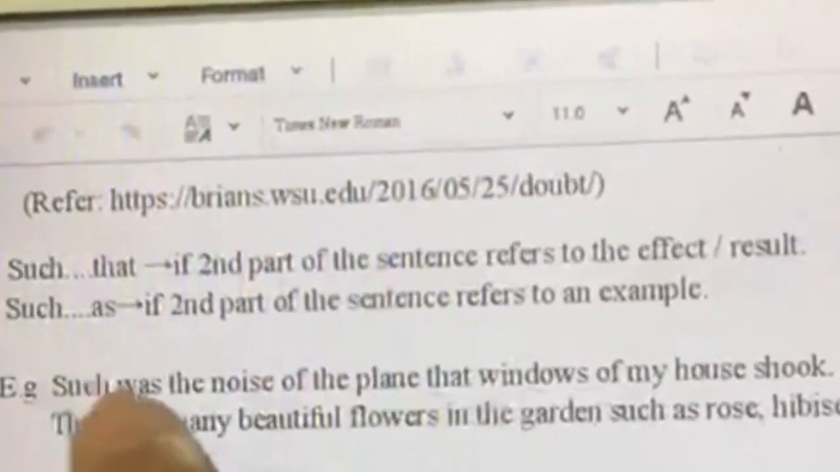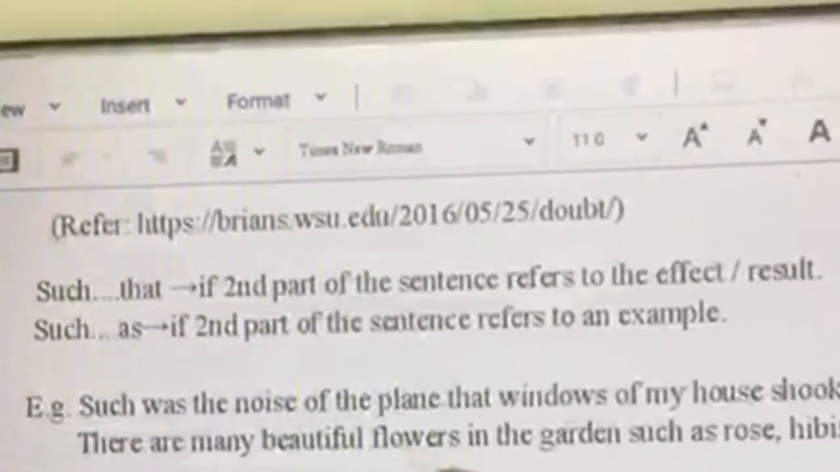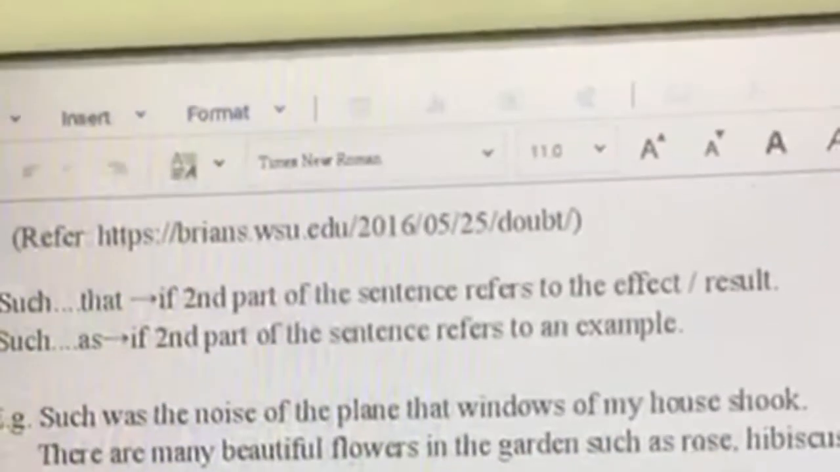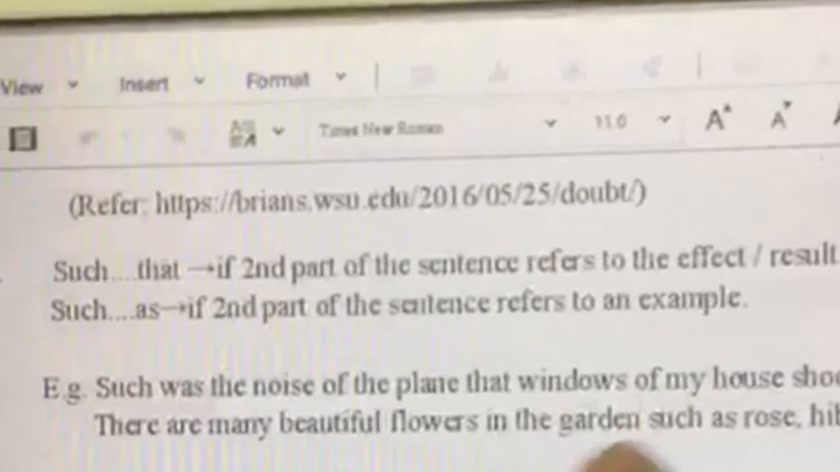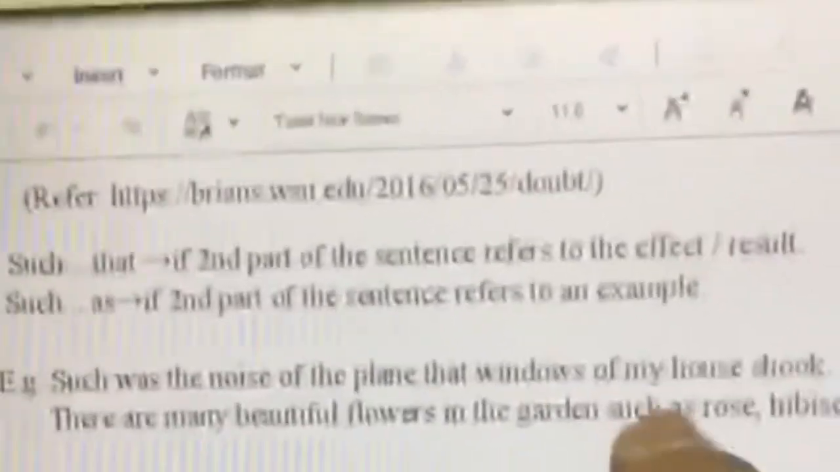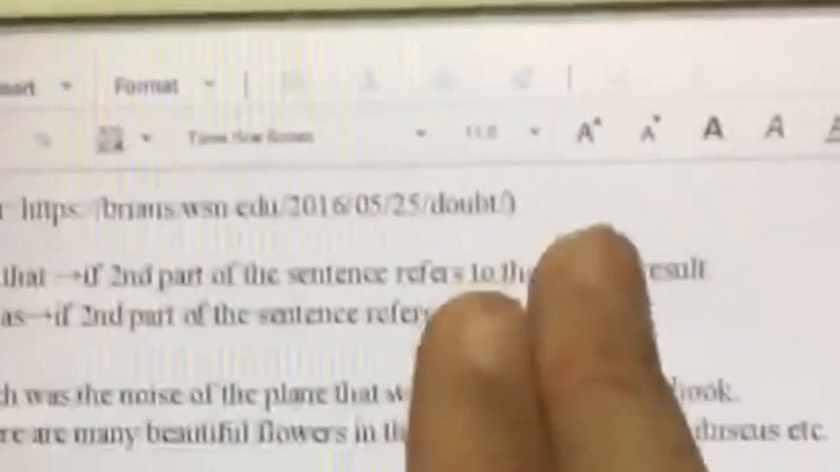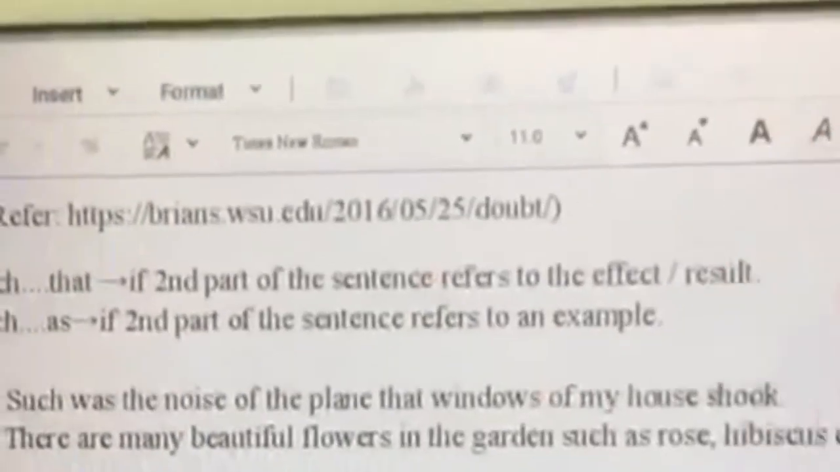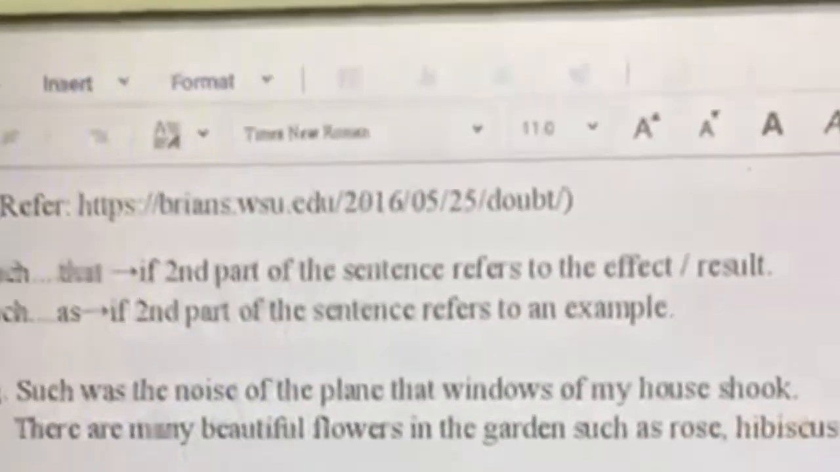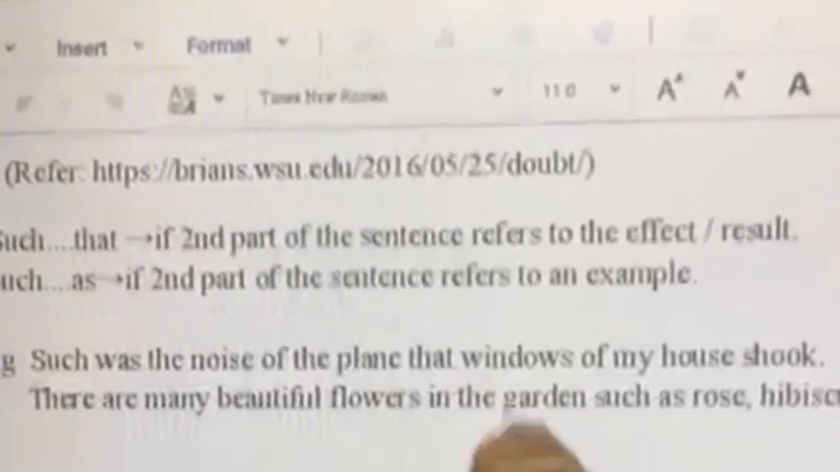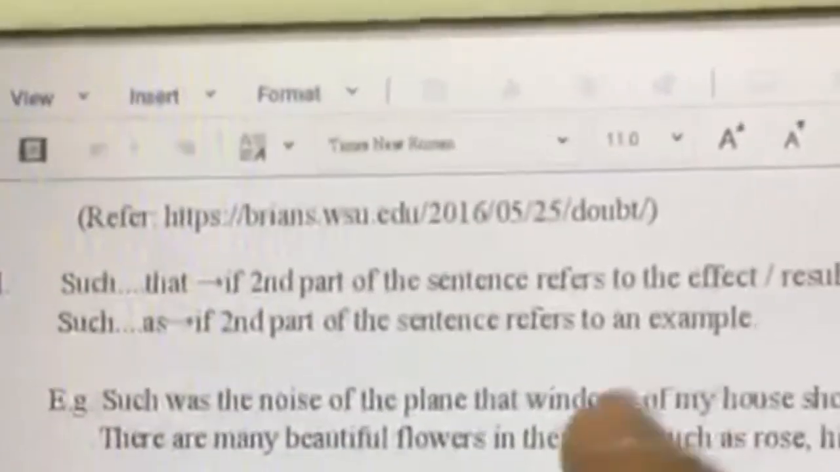Okay. Look at the next sentence. There are many beautiful flowers in the garden, such as rose, hibiscus, etc. Here I'm using such as. Why? Because I'm talking about examples. The second half of my sentence or the latter part of my sentence is giving examples of the beautiful flowers which are there in the garden. So I have to use as and not that.